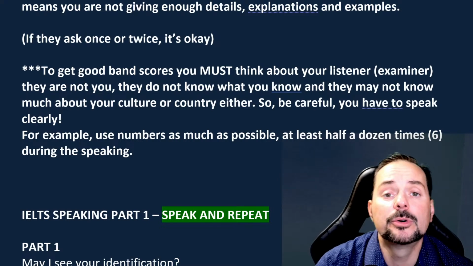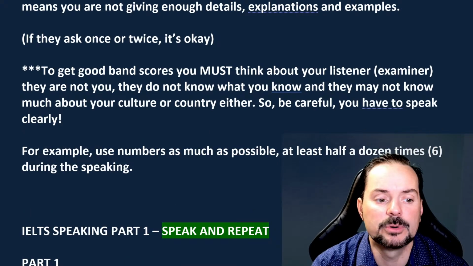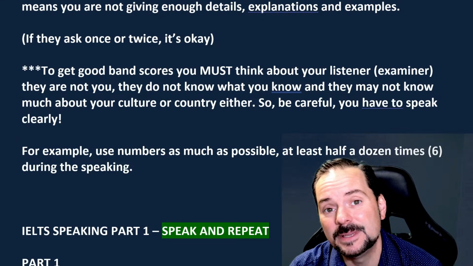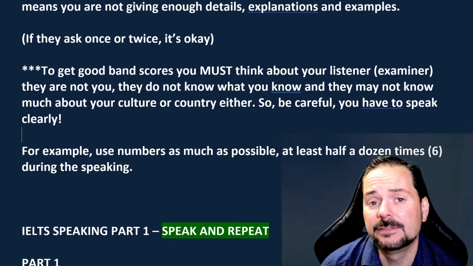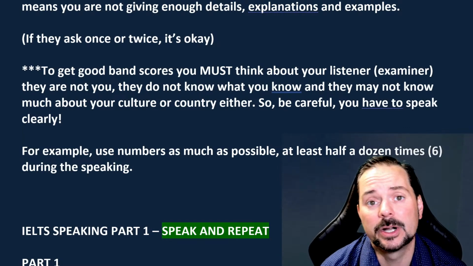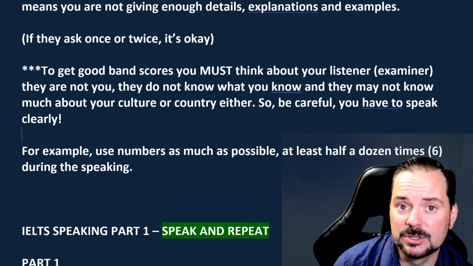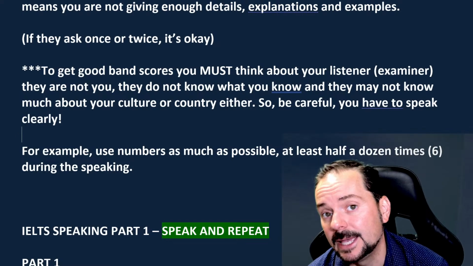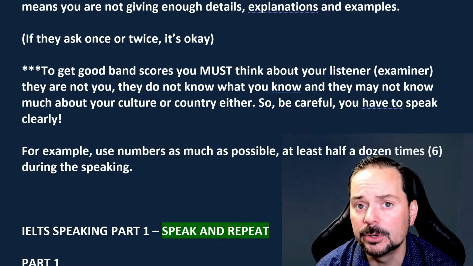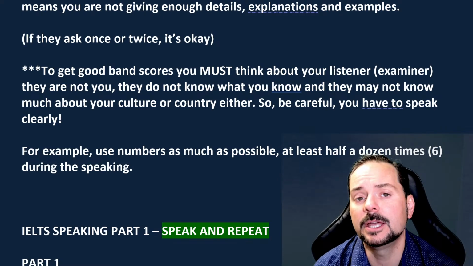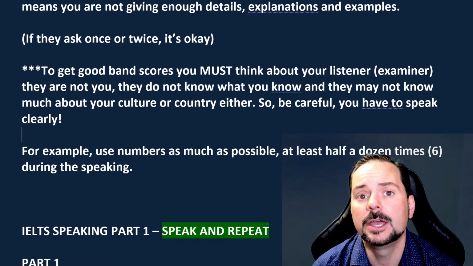Okay, notice what I'm doing. I'm using numbers. Like you're thinking, well, how many times should I use numbers? In one speaking exam, I would say there are probably at least 5 to 6 different places where you can use numbers. If you're not using numbers 5 to 6 times during the interview, you're probably not paying enough attention, no matter what the topic, okay? Numbers are an extremely important part of humanity, okay?